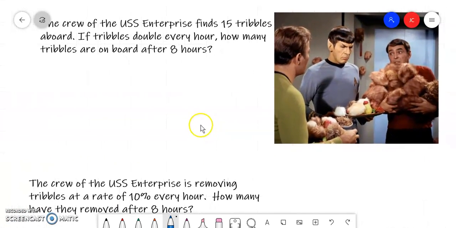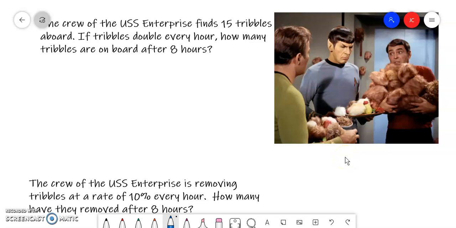So here is the scenario, and this is actually a classic episode of Star Trek. The crew of the USS Enterprise finds 15 tribbles aboard. These are kind of mutant alien creatures, and they are called tribbles. If they double every hour, how many tribbles are on board after 8 hours?